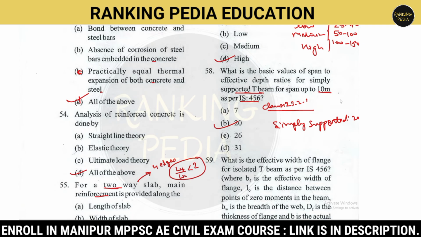The basic value of span to effective depth ratio for a simply supported T-beam for a span up to 10 m is 20. For cantilever, it is 7, and for continuous, it is 26. So 26 is for continuous, and 7 is for your cantilever.